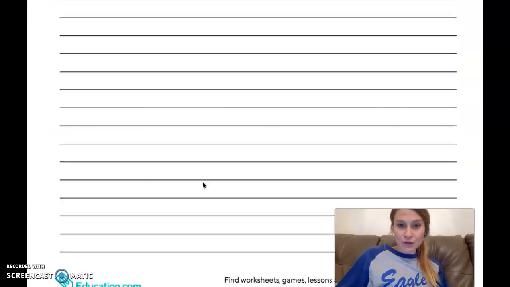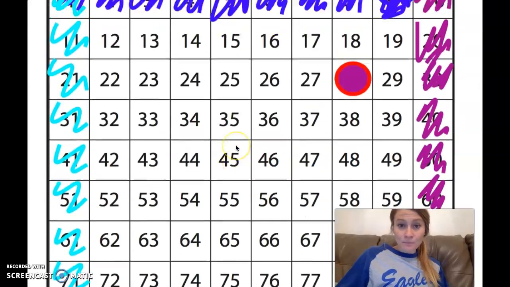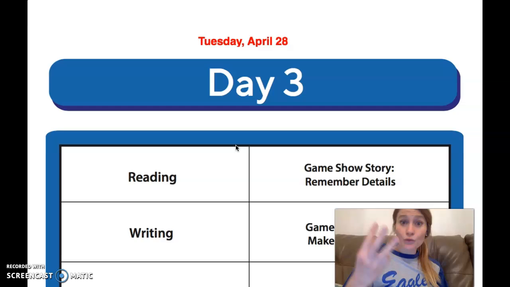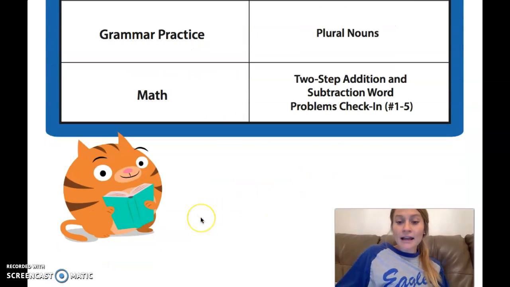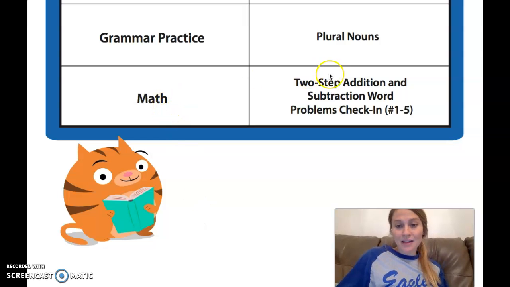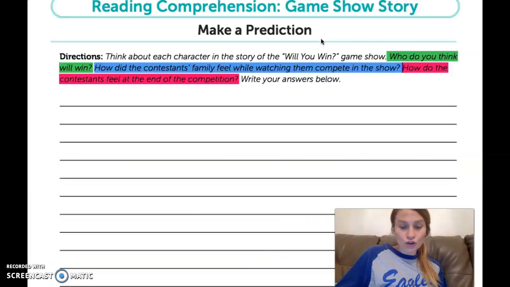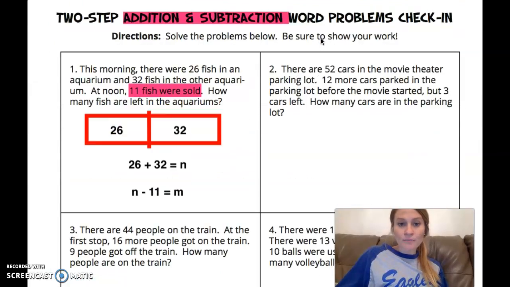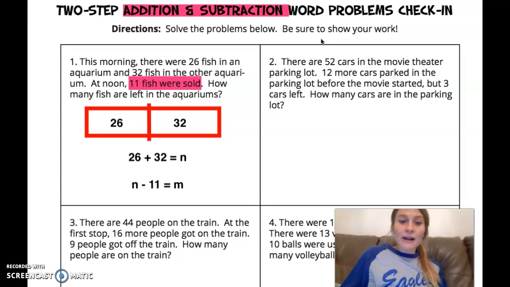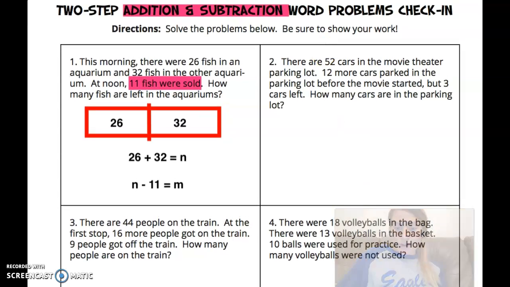Just a reminder, we are on day 3 today. So we did our reading, our writing, our grammar, and now we're ready for our math. It's two-step addition and subtraction with problems numbers 1 through 5. It's really a check-in, making sure that you guys are still doing a great job on your problem solving. I actually did the first one with you guys today. So let's take a look.